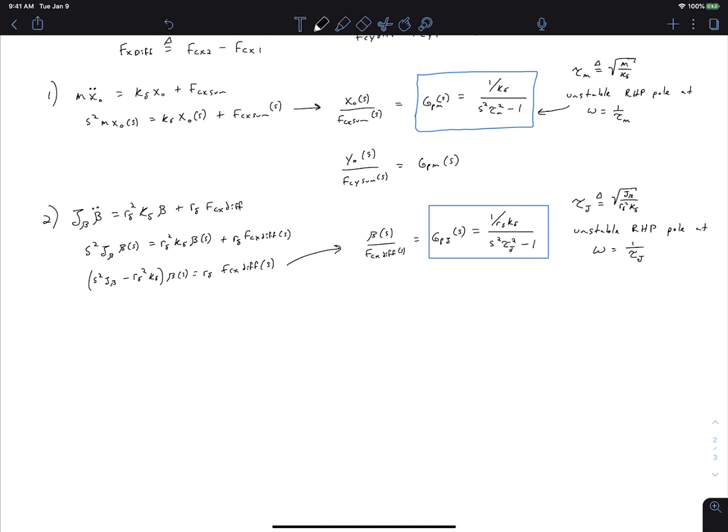And so in the angular direction, we get another transfer function that's of the same form as our mass transfer function, but has a different mechanical time constant. So we still get an unstable pole at the mechanical time constant, but now the mechanical time constant depends on the moment of inertia about the beta axis in the beta direction. And we can derive the same thing in the alpha direction.